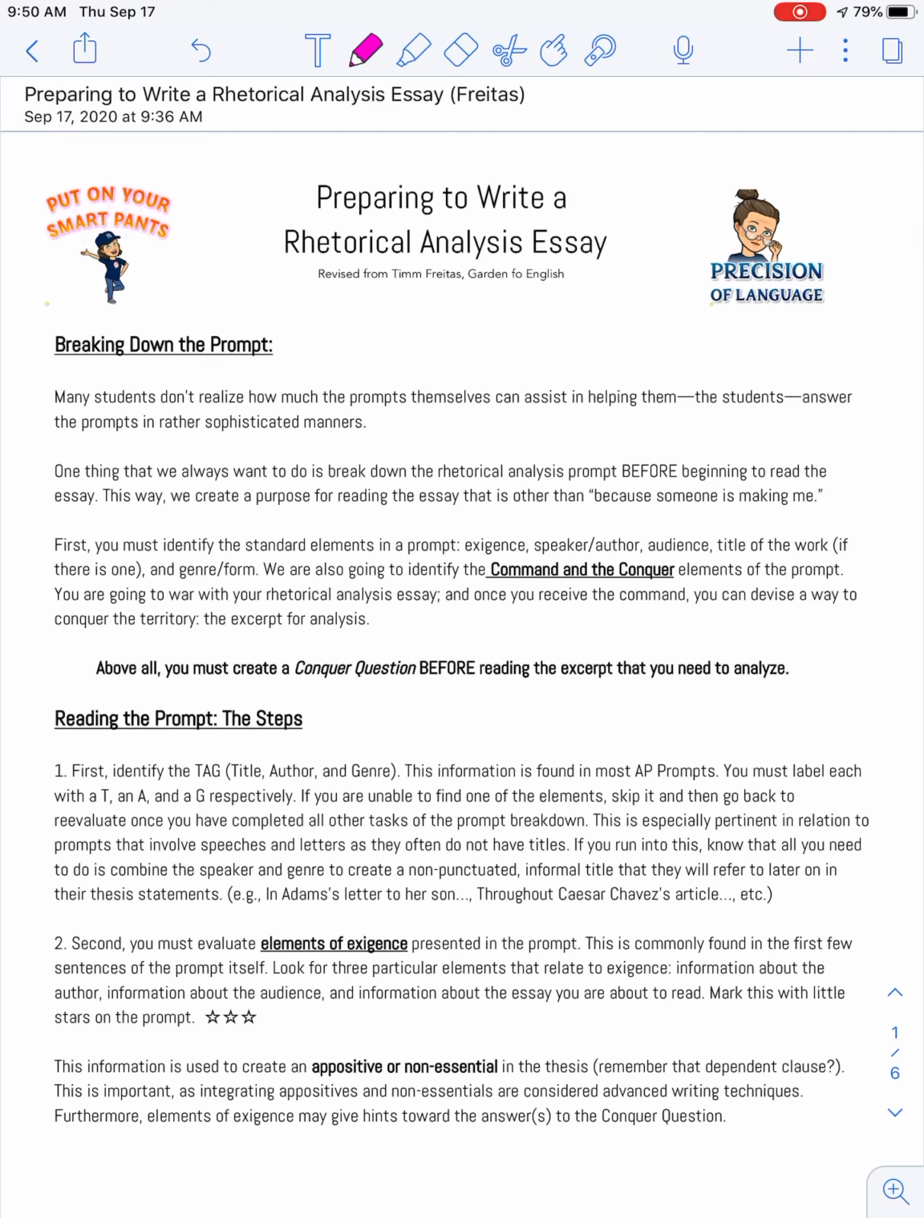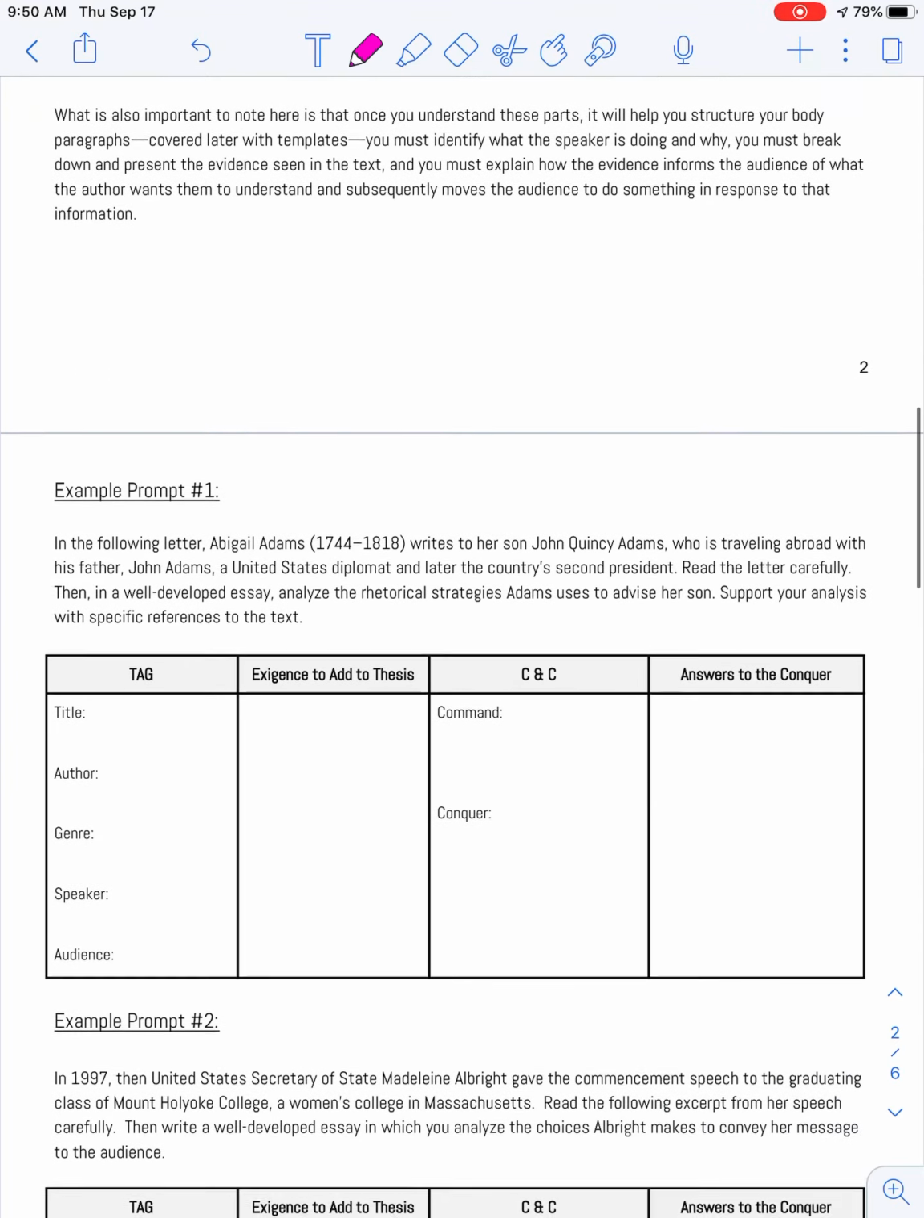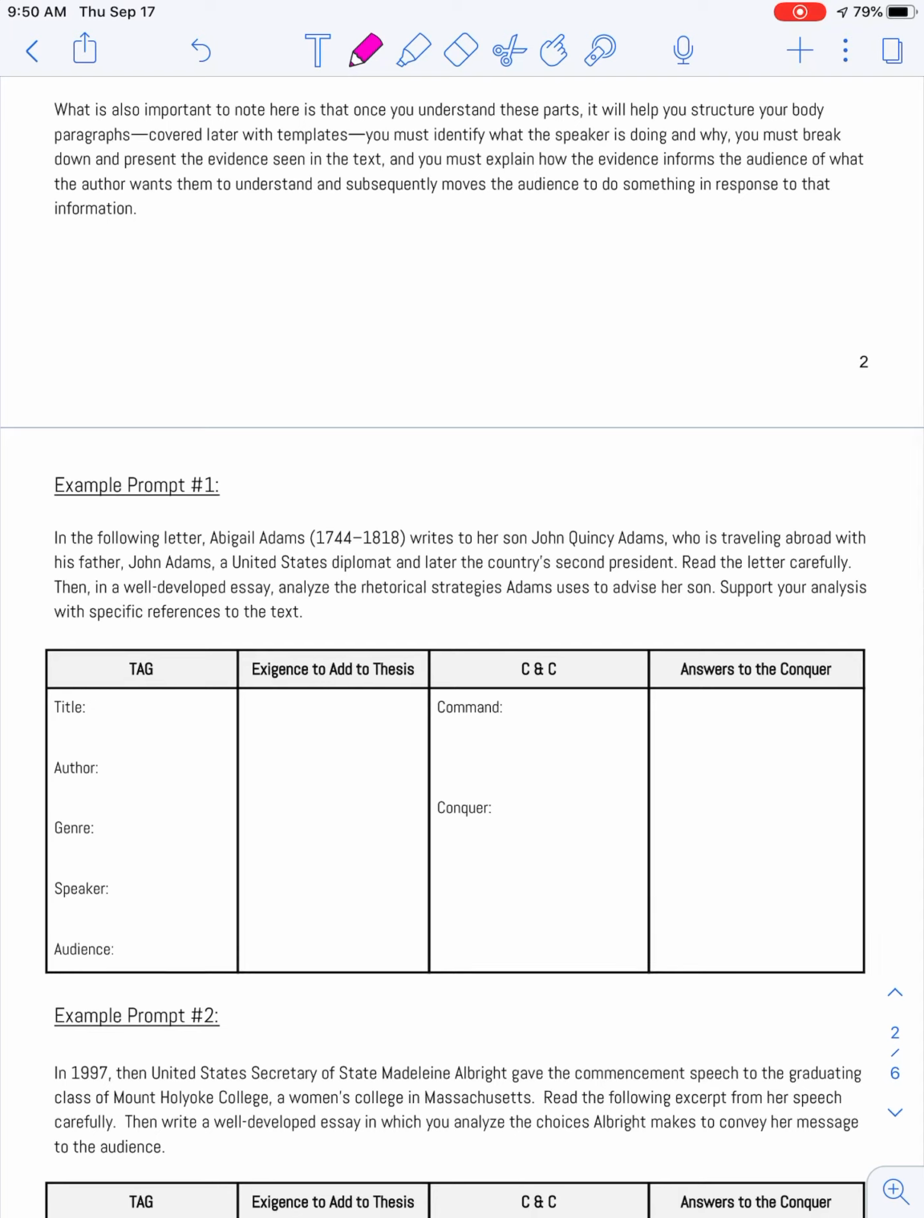That is your job. So I would like you to pause the video, stop, and I want you to just take a cursory read of this, read through breaking down the prompt, reading the prompt, okay, until you get to page 3. Then you can stop, but I want you to take a quick read of it and then come back once you're done.